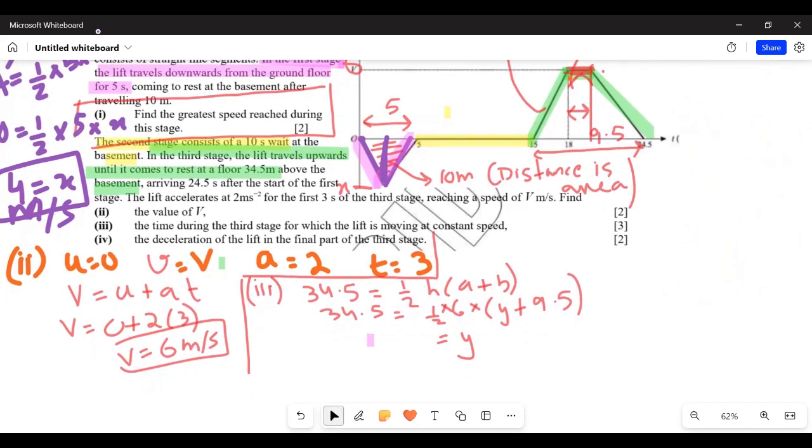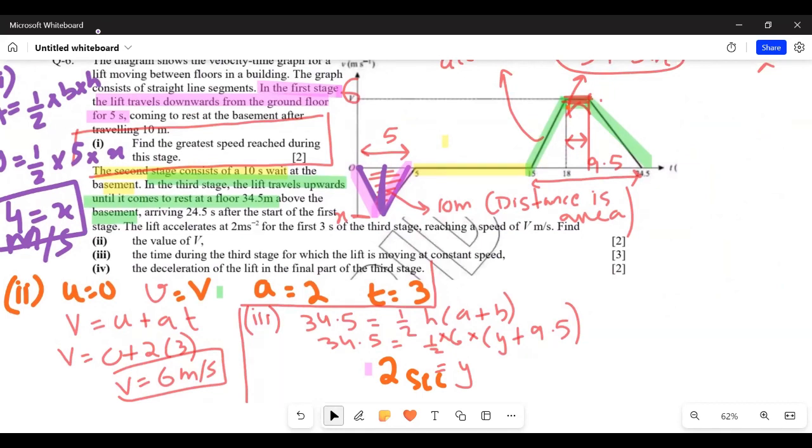What do we get for this? Two. Yes, 2 is correct. It's going to be 2. It was the time, so time duration, so it's going to be in seconds.